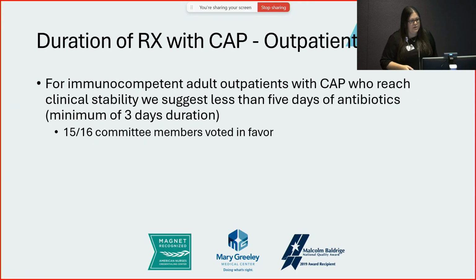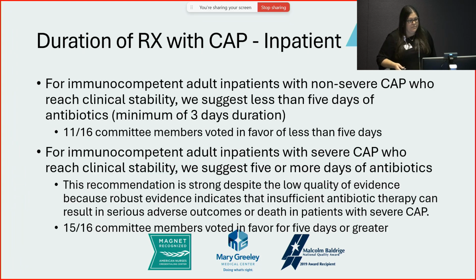For an outpatient, and again, these guidelines are for immunocompetent adults who reach clinical stability, they suggest less than 5 days of antibiotics, but a minimum of 3 days. And it's a suggestion, but most of the committee was in favor. Coming to inpatient, for immunocompetent adults with non-severe CAP who reach clinical stability, they suggest less than 5 days of antibiotics, minimum of 3 days. Here, 11 out of 16 committee members voted in favor of less than 5 days.